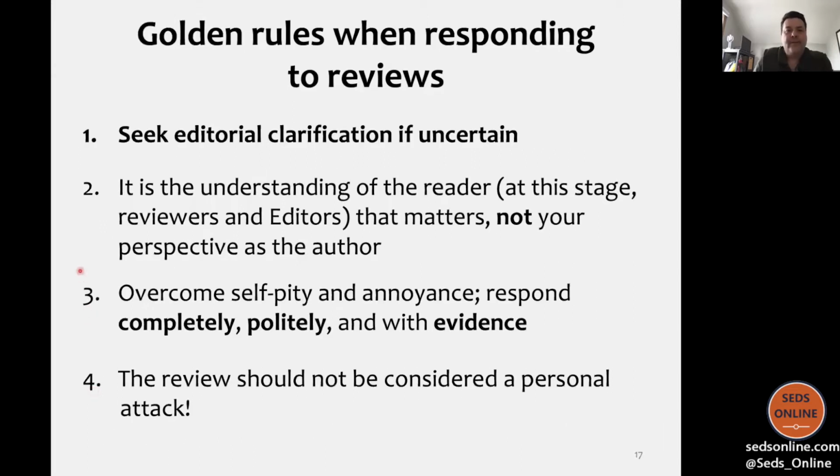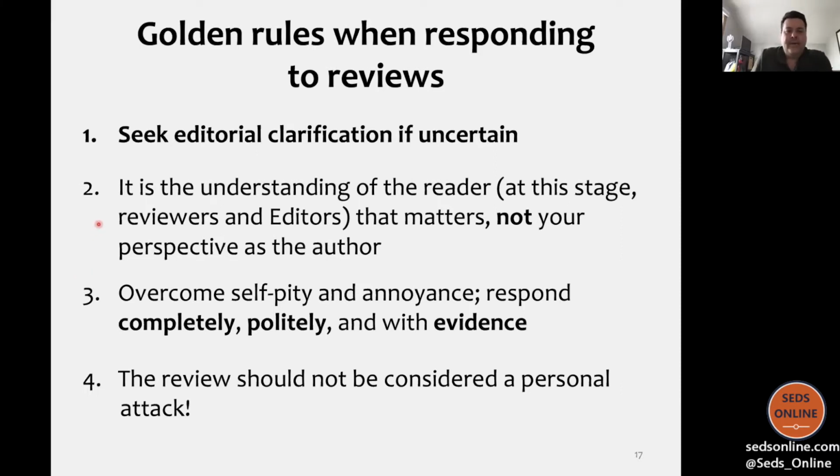So a few golden rules when responding to reviews, and especially when you're first starting out and this whole process is a bit new. Don't be afraid to ask the chief editor and associate editor questions. We really are there to help you get your papers published in top-notch journals. So if something is unclear in the decision letter, in the associate editor comments, or even in the review comments, just fire an email to us, ask us, and we'll do our best to clarify those issues.